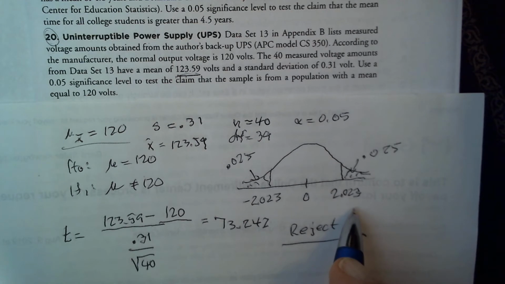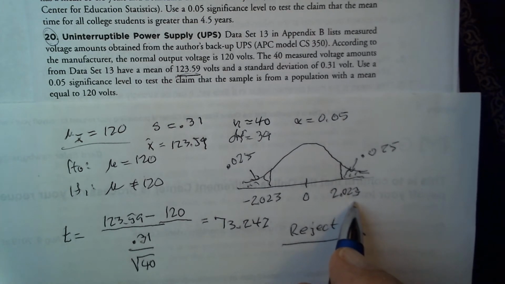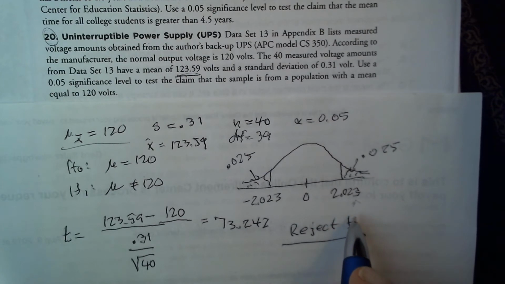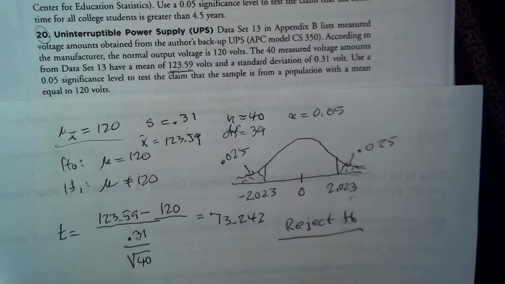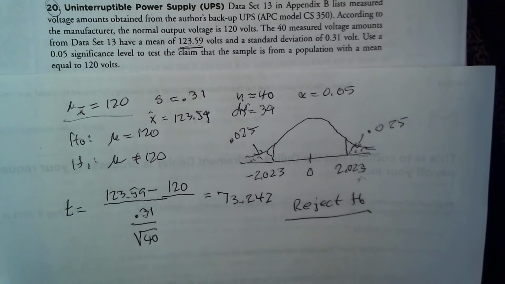In other words, what we can say here is there's not sufficient evidence to support the claim that the mean voltage is equal to 100, or there's sufficient evidence to warrant a rejection of the claim, since we reject the null hypothesis that the mean voltage amounts to 120 volts. Okay. So, as I mentioned in the beginning, how do we get the p-value?